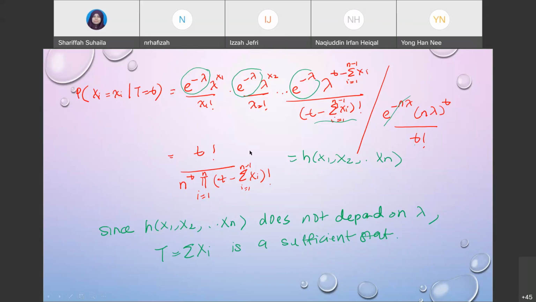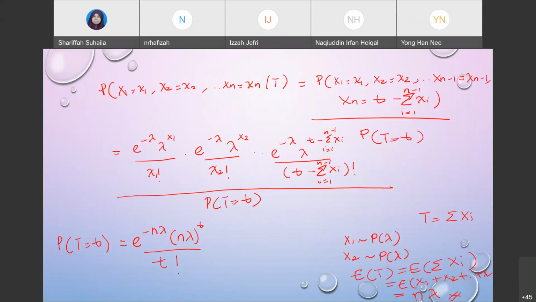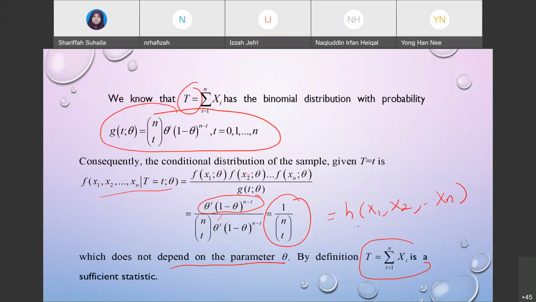Okay, so itu menggunakan kaedah definisi dia. Okay, ini gunakan kaedah definition for sufficient statistic, di mana kita ada conditional probability. So kalau let's say if we can prove that your conditional probability does not depend on the parameter theta, so by definition your T is a sufficient statistic.